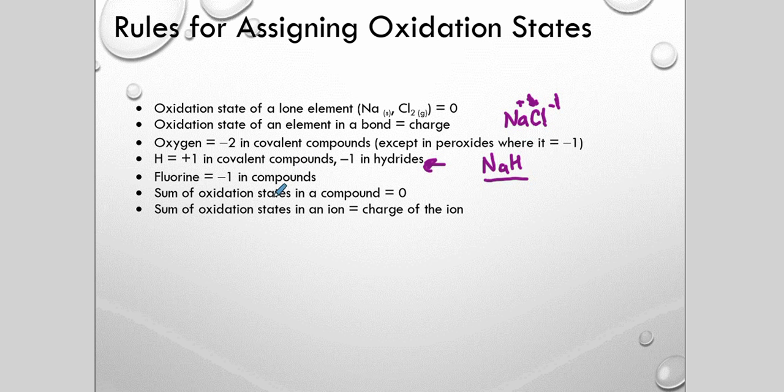Fluorine is -1 in compounds, always being the most electronegative element. It's always going to gain an electron, fill its shell. Sum of oxidation states in any compound is 0. Guess what? The charge on carbon dioxide is 0. The sum of oxidation states in an ion is the charge of that ion. So, nitrate, -1.